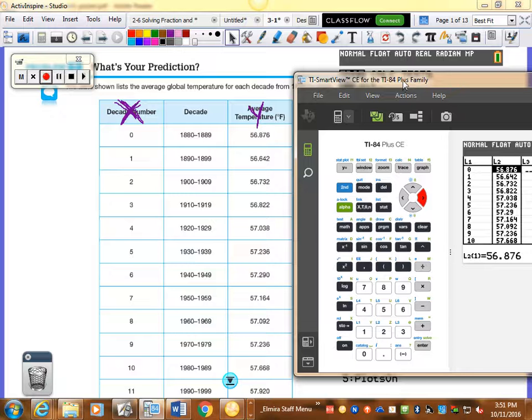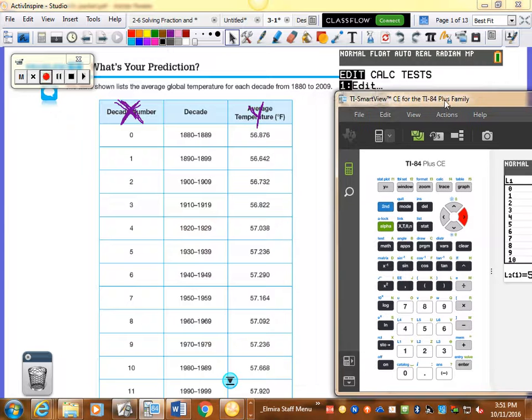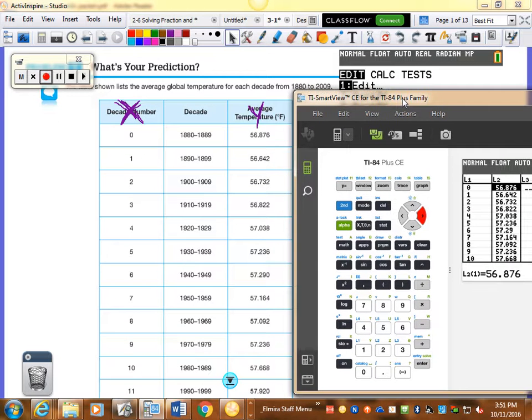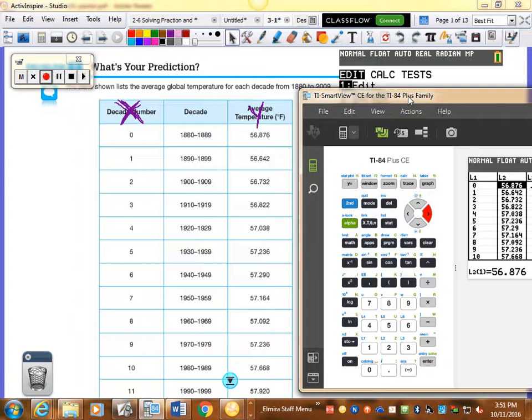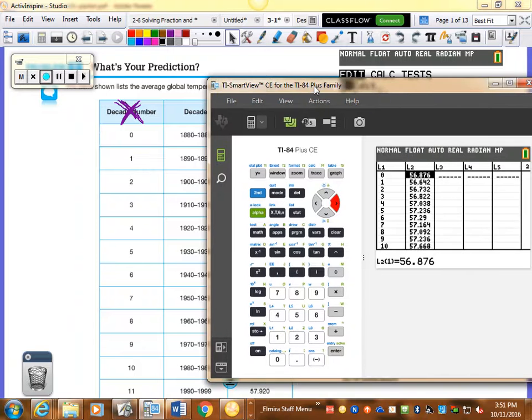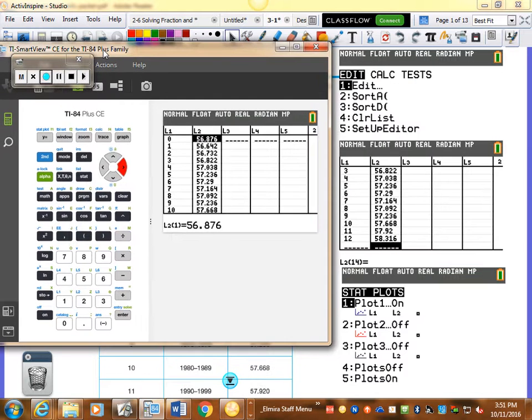All right. So I'm going to assume you can pause this here if you want to, get all this data entered in, and then we can move on. You can hit play again when you've got all the data in.